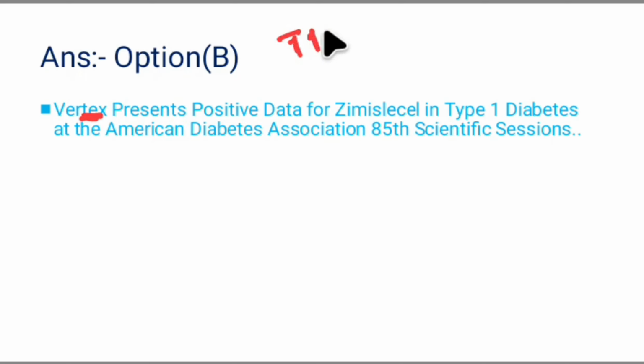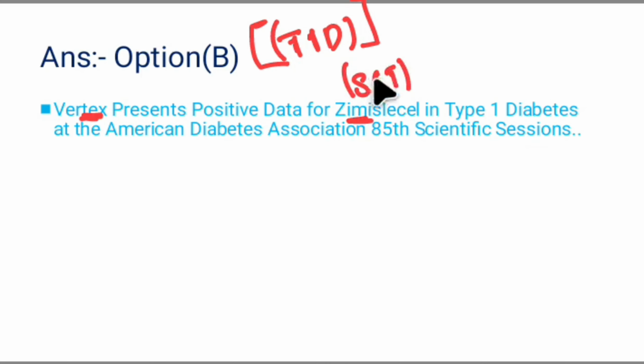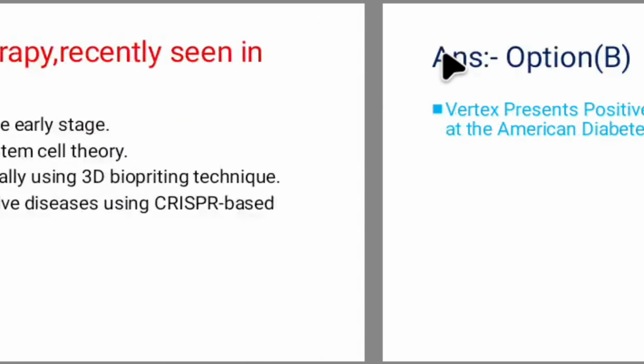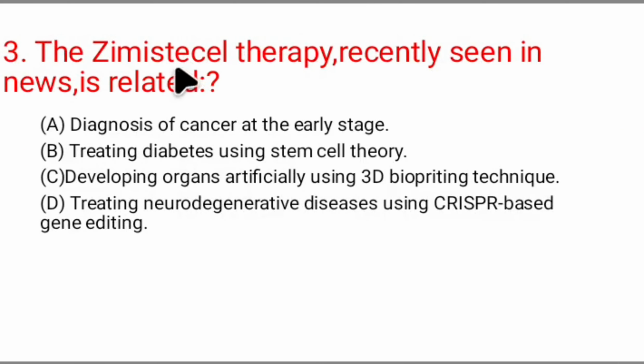this gemcitabine is a stem cell therapy. Basically, it can act as a cure or can be used for the treatment of type 1 diabetes in patients. So this therapy is used for treating diabetes by using stem cell therapy. Hence option B would be the correct answer for question number 3. And moving on, question number 4.